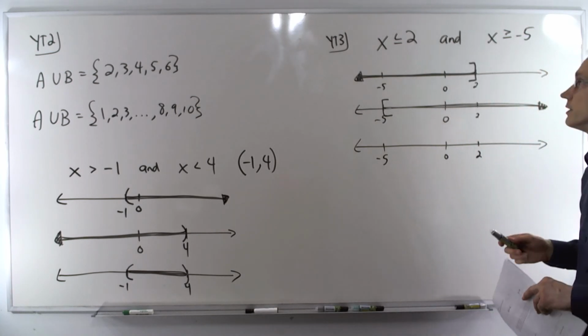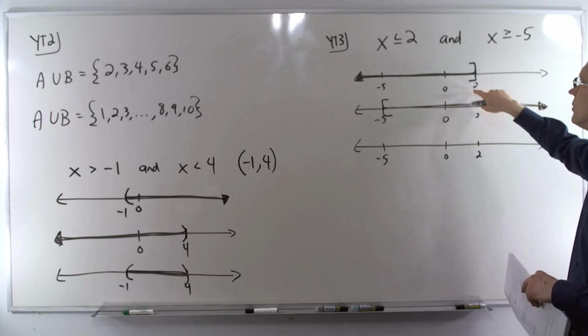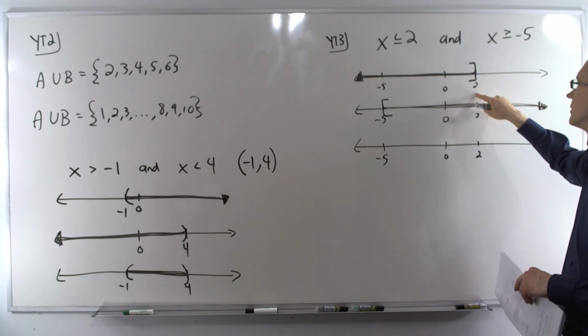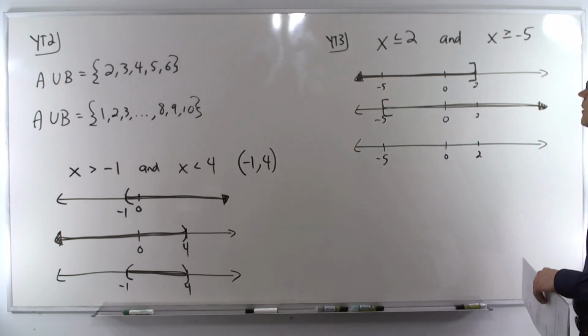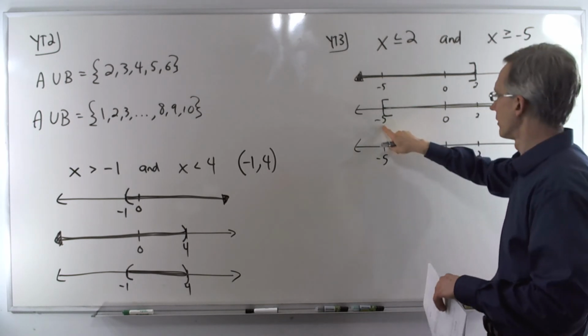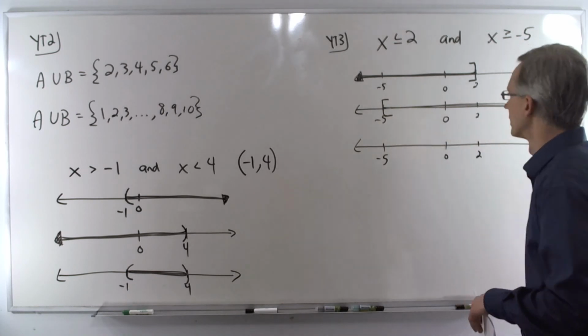So we're going to graph these two individually. X is less than or equal to 2. So there's 2. We have less than or equal to, so that's the bracket. We're going all the way to the left. X is greater than or equal to negative 5. So greater than or equal to gives us another bracket here. We're going all the way to the right.